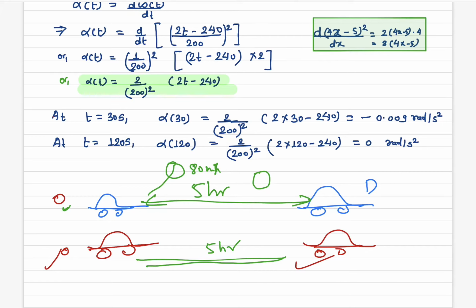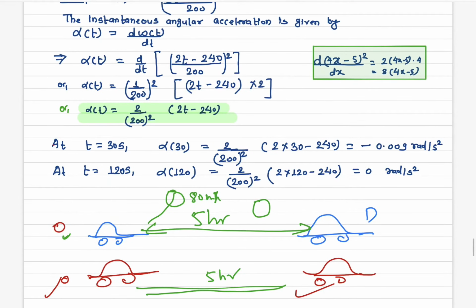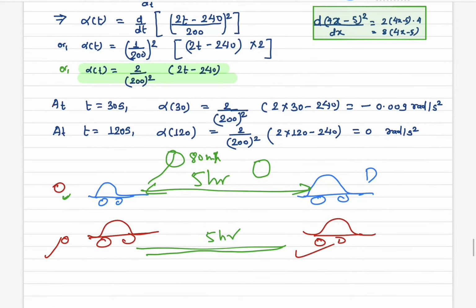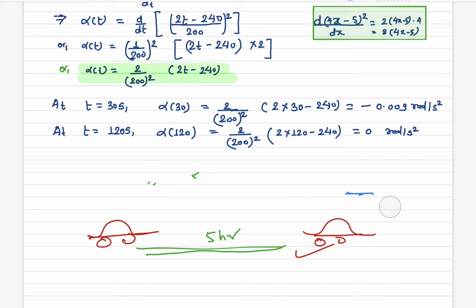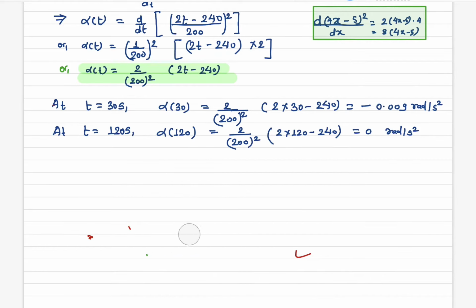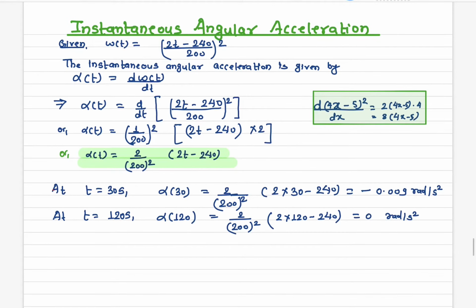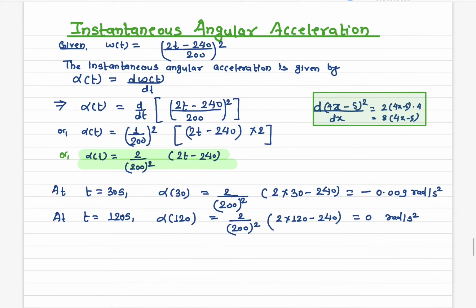The instantaneous means at that particular time. For example, in your car, the speedometer tells you the instantaneous speed at that particular time. So there is a subtle difference here. In order to calculate the average speed, you need to know the final information and the initial information, and in order to calculate the instantaneous, you need to know it at that particular time.